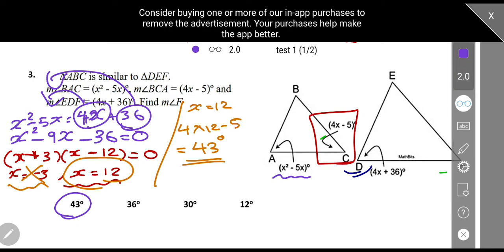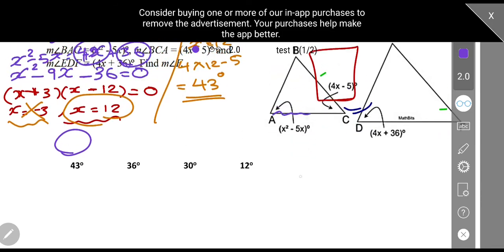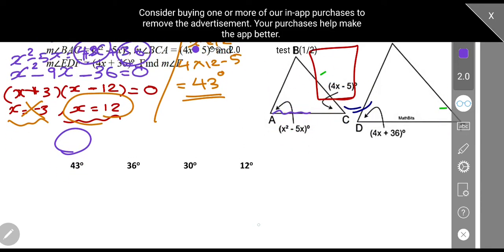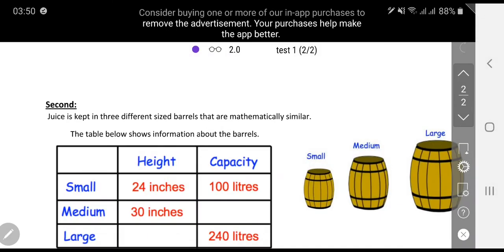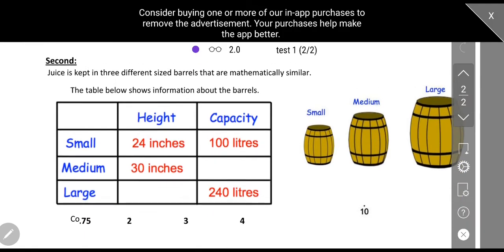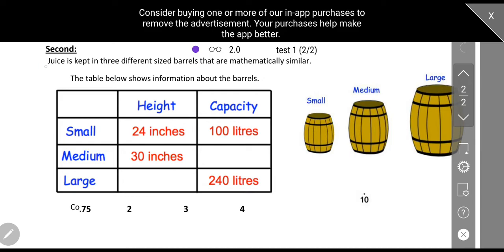Now let's move to the second page. On the second page, we have juices kept in 3 different sizes of barrels that are mathematically similar. They told me that they are similar. The table below shows information about the barrels.